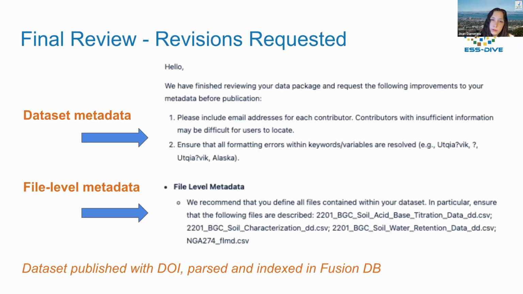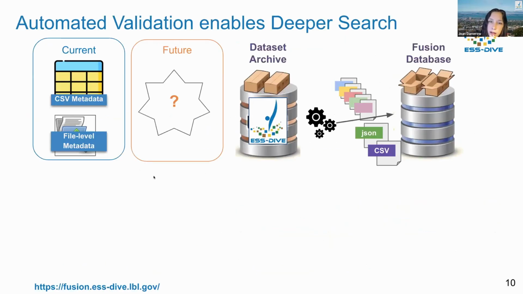A final review is then sent via email to the contributor that synthesizes all the results from our manual curator review and our automated assessment reports, as well as the Fusion database validation. And once all of the issues are addressed, the data set is assigned a DOI and made publicly accessible. The data sets that address file validation issues will be parsed into the Fusion database and searchable via the Deep Dive API, which I'll talk about now.